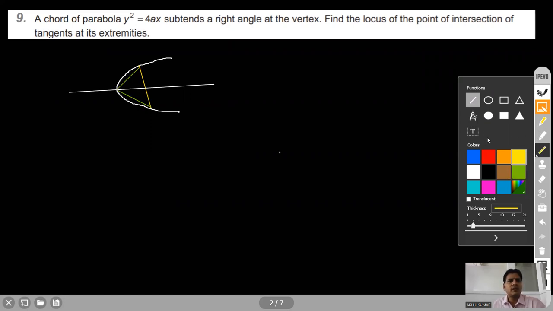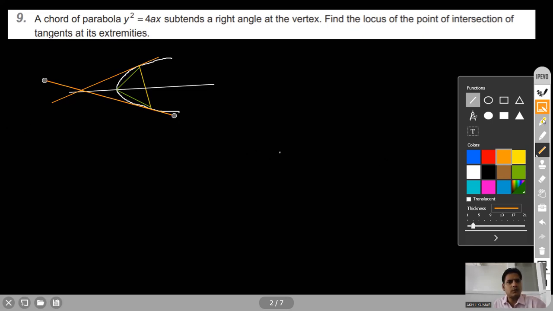Now, find the locus of the point of intersection of the tangents at its extremities. What does it mean? We have to draw tangents also at these points. So let me draw this tangent at this point and also at this point.